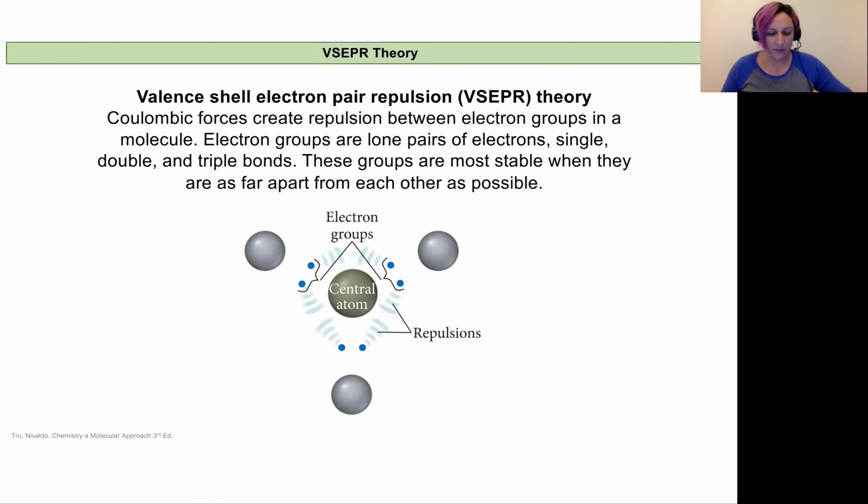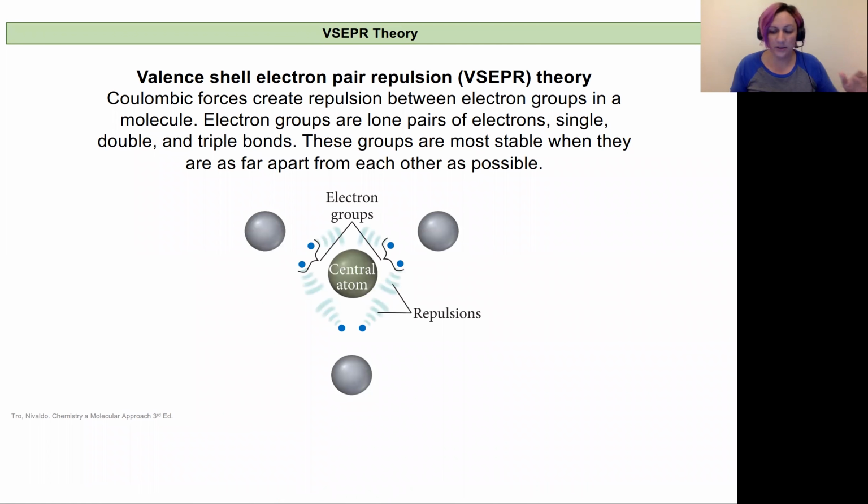This is that next layer to understanding how this works. So let's start with just defining what this is. VSEPR, which is weird, stands for valence shell electron pair repulsion theory. It's a name I can never remember, but I can always remember VSEPR. So VSEPR theory states that Coulombic forces, remember, Coulombic goes back to Coulomb's law, which means the repulsion of like charges and the attraction of opposite charges, create repulsion between electron groups in a molecule.